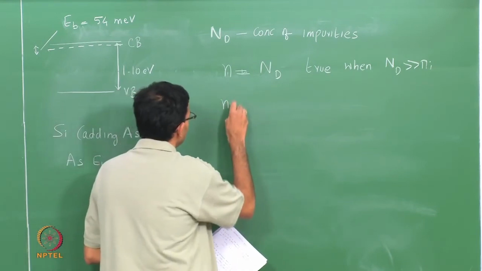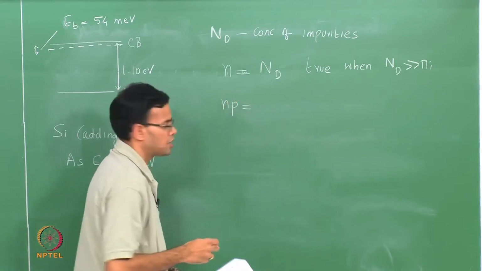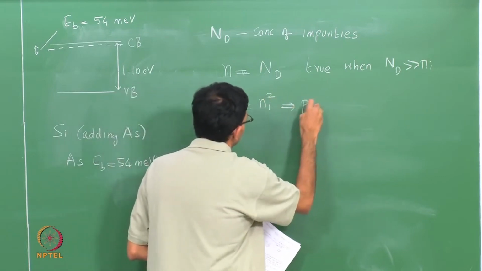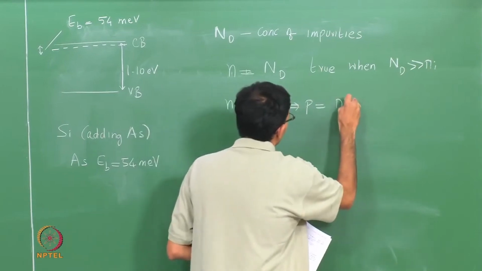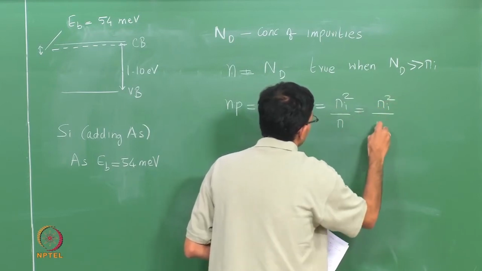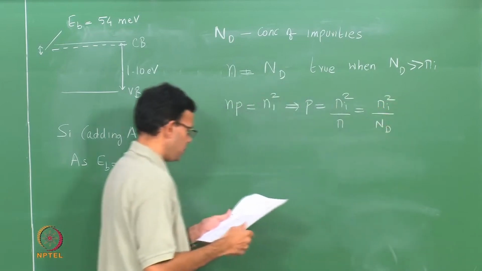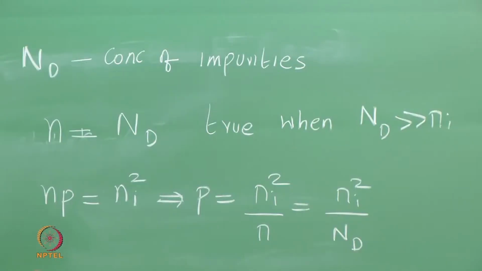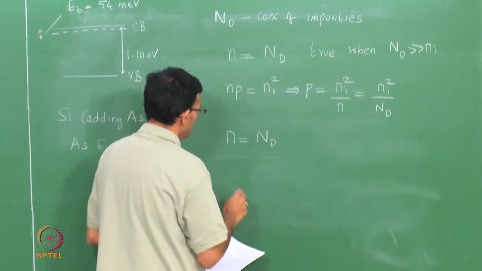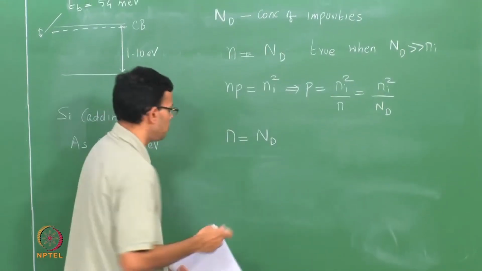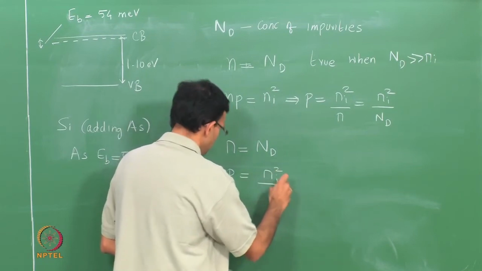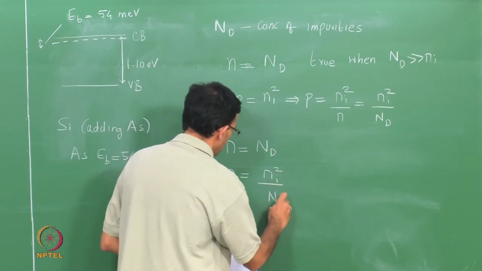To calculate P, we use the law of mass action and say Np is Ni square, which implies P is Ni square over N, which is Ni square over Nd. If I were to write these two together, in the case of an N-type material with Nd being the concentration of the impurities, N is the same as Nd, and P is Ni square over Nd.